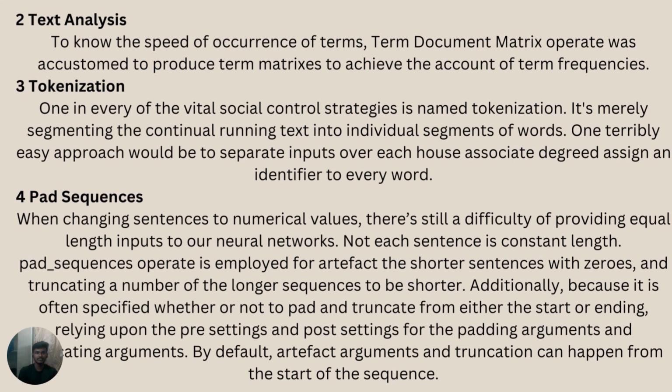Fourth is padded sequences. When converting sentences to numeric values, there is still a difficulty of providing equal length inputs to our neural network. Not every sentence is the same length. The pad sequences operator is employed for padding the shorter sentences with zeros and truncating some of the longer sequences to be shorter. Additionally, it can be specified whether to pad and truncate from either the start or the end, depending on the pre and post settings for the padding and truncating arguments. By default, padding and truncation happen from the start of the sequence.